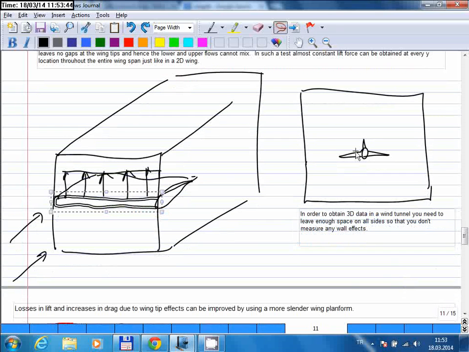And if you want to measure three-dimensional data, then this is what you need to have. You need to have a model, and then you need to leave enough distance between the wingtip and the wind tunnel wall so that these vortices can be freely created. So if you want to create three-dimensional data in a wind tunnel, you need to use a much smaller test model as shown here.